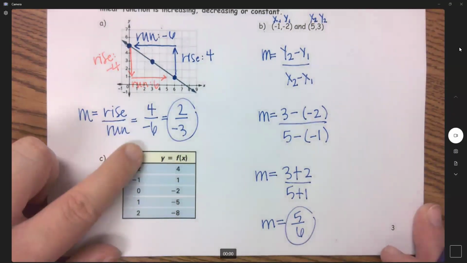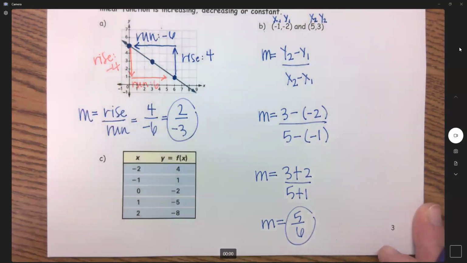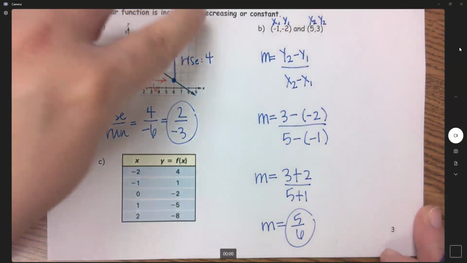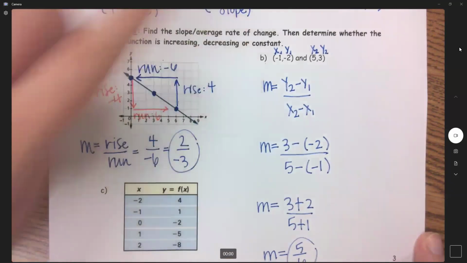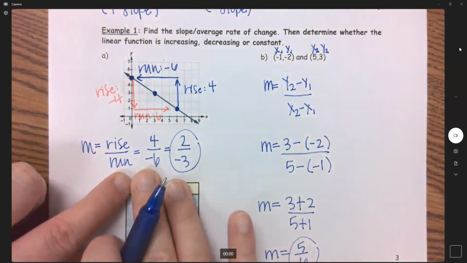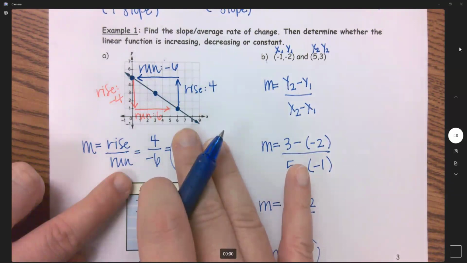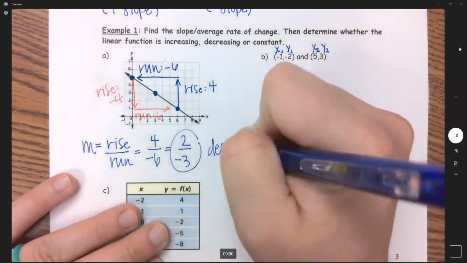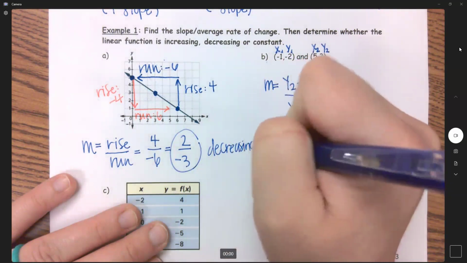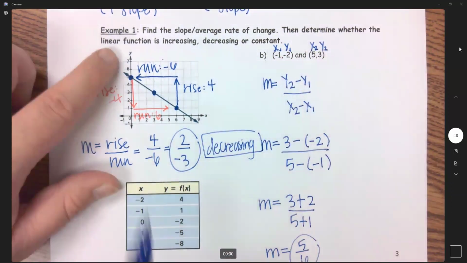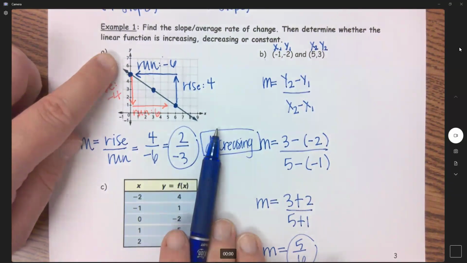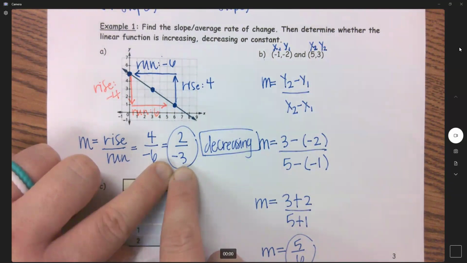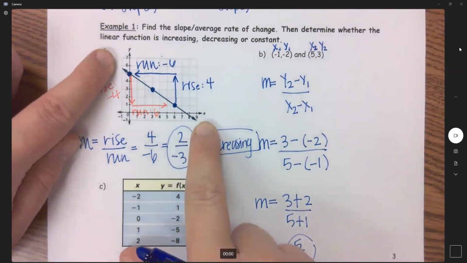Now, we forgot to do it on this one, so let's do it on this one. We'll come back to part A. We're also supposed to determine whether the linear function is increasing, decreasing, or constant. Well, let's actually start with this one here. Because I actually have a graph, I can say that it is decreasing because I can see my graph as I move from left to right, that line is going down. I can also tell because I have a slope that is negative. Any negative slope will have a decreasing slope.